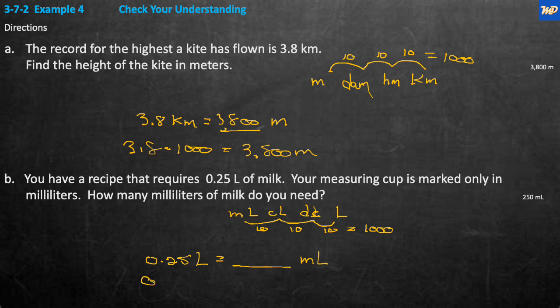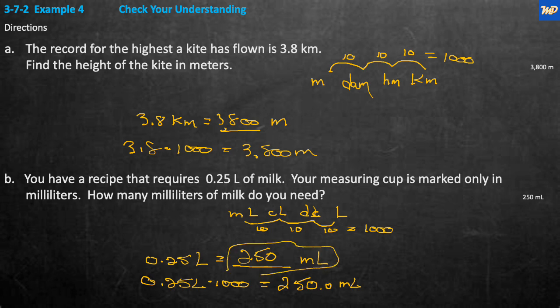So 0.25 liters times 1,000 is equal to, 1, 2, 3 decimal places. So it's 2, 5, 0, and then the decimal point goes there, okay? And it's milliliters. So the answer is 250 milliliters. Okay, here's our answer, 250 milliliters. And this one, 3,800 meters.